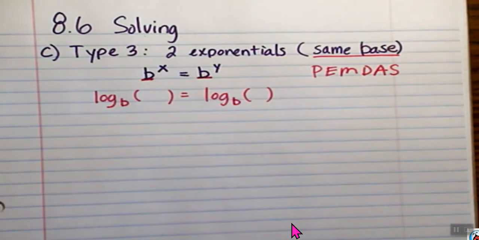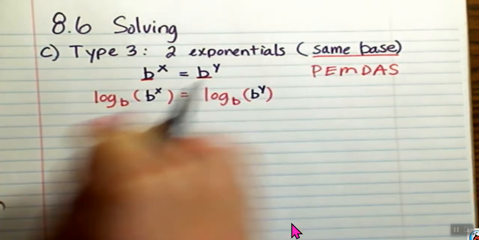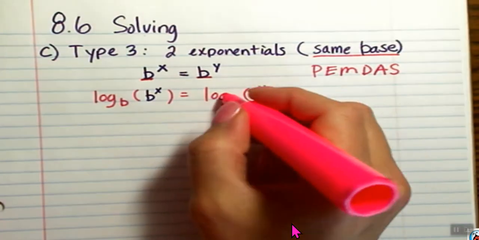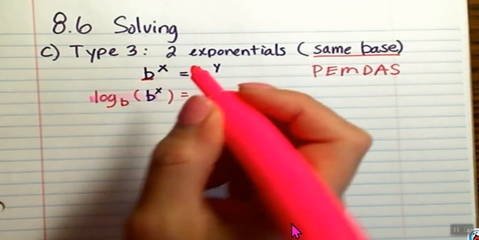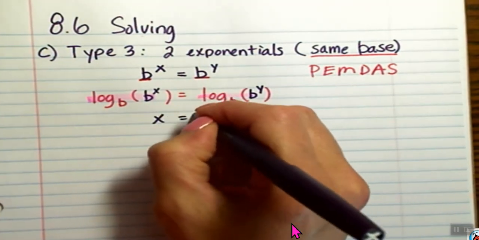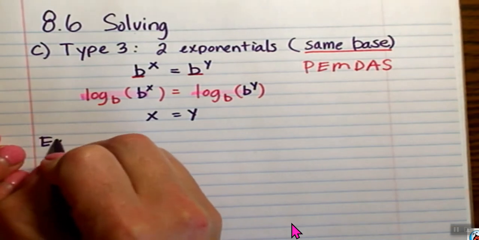Okay, and because I can rewrite this with the same base, I can use my inverse property, and it leaves me with x equals y, and I no longer have an exponential. So this is the type of equation we're going to look at. So let's do this by some example.